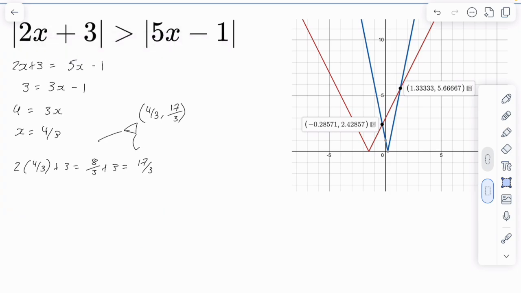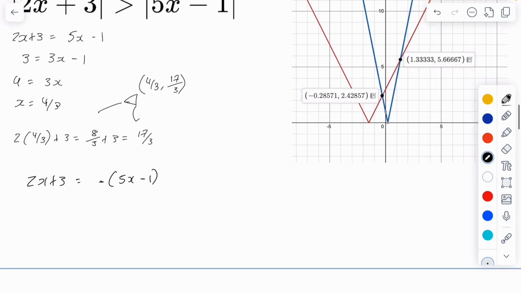Brilliant. Now, we've also got our second point here. So how do we get to this? Well, it's going to be 2x plus 3 of the positive variance equaling to minus 5x minus 1, okay? Because now we're going on the negative variance of the modulus function here. So minus 5x minus 1.